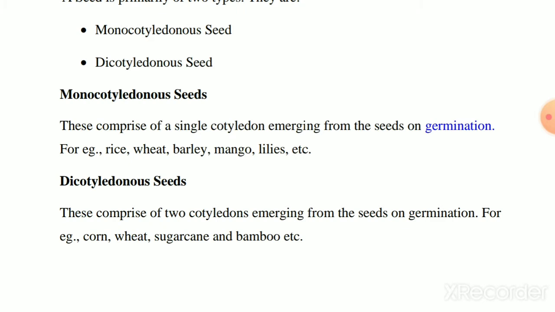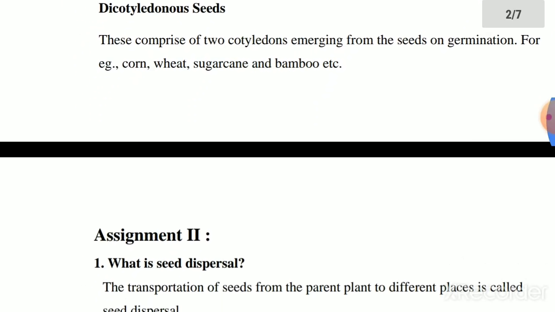Vascular bundles are scattered in monocotyledon. Vascular bundles are in a ring in dicotyledon. And the shape of the leaf, narrow leaf in monocotyledon and broad leaf in dicotyledon. And the veins are narrow in monocotyledon. Veins are broad or a network of veins. Network means group of veins in dicotyledon plant. So by seeing this, we can find out whether that is monocotyledon or dicotyledon.